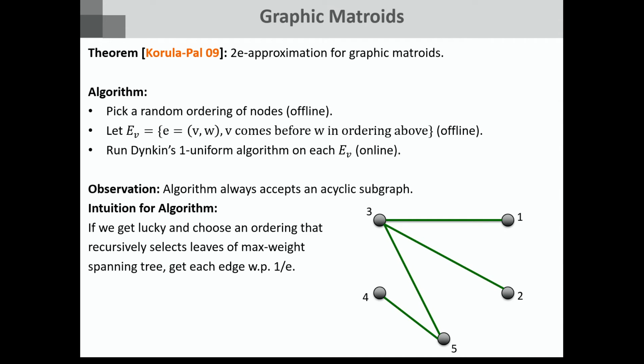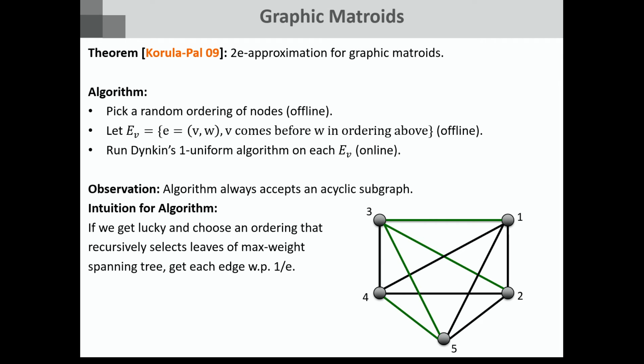So what do I mean when I say it recursively selects leaves? I mean 1 is a leaf in the max weight spanning tree, 2 is a leaf. Once 1 and 2 have been deleted, 3 is now a leaf of what's left, and then 4 is a leaf and 5 is a leaf once 3 and 4 have been deleted. So if you get lucky and you choose an ordering like this, what happens?